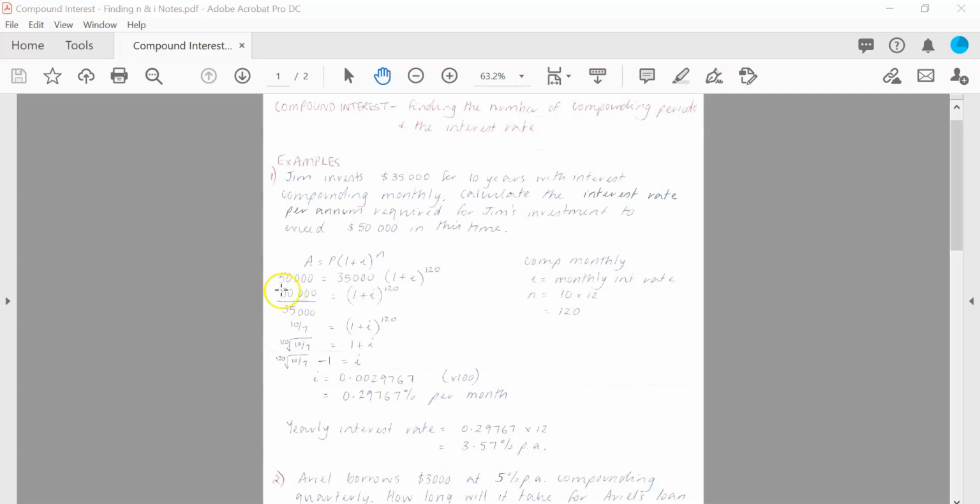We are now trying to solve this equation to find our unknown I. In order to do that, the first thing I'm going to do is take this 35,000 and move it to the other side of the equation. The 35,000 is connected to the bracket with a multiplication, so when I move it to the other side, the opposite operation is going to be divide. So I've got 50,000 divided by 35,000.